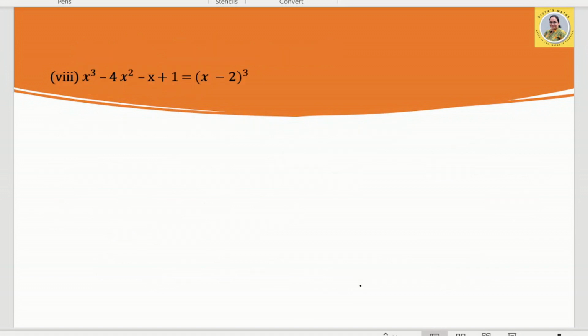So let us solve the last problem from the question 1. This is x cube minus 4x square minus x plus 1 is equals to x minus 2 whole cube. So this is in the form of a minus b whole cube. So what is a minus b whole cube? A cube minus b cube minus 3a square b plus 3ab square.